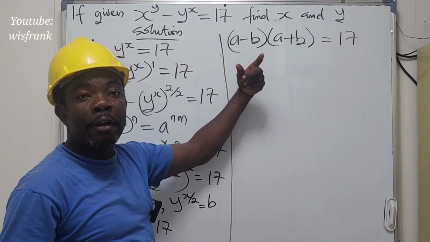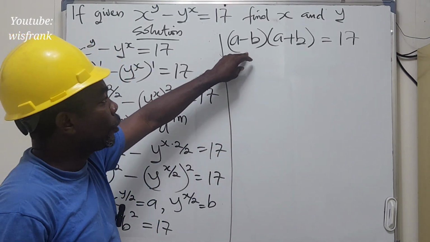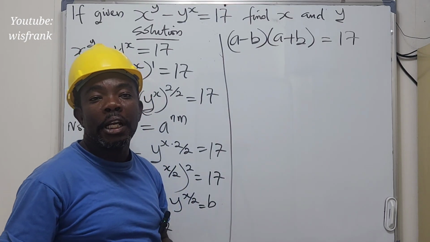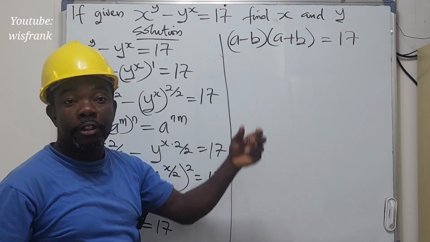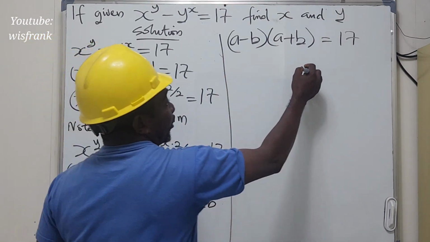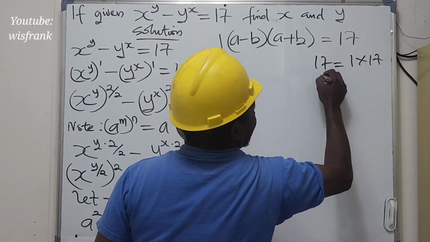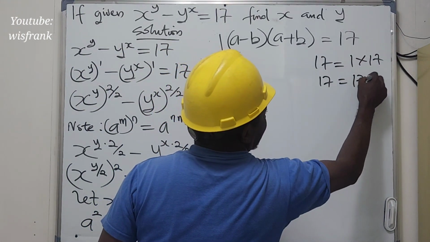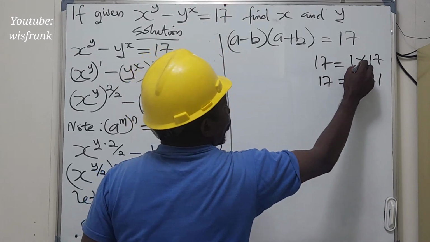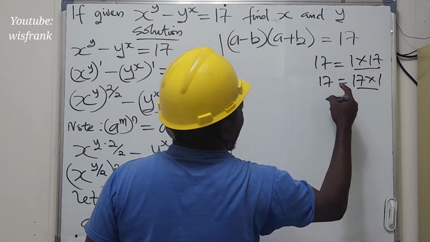So in this case, we have two parentheses here. It is either the first one equals to the first factors of 17 or the second one equals to the second factors of 17. How do we find out the factors of 17? 17 can be written as 1 times 17, and 17 can also be written as 17 times 1. Which one are we going to represent? Is it this one or this one? How do we find out?